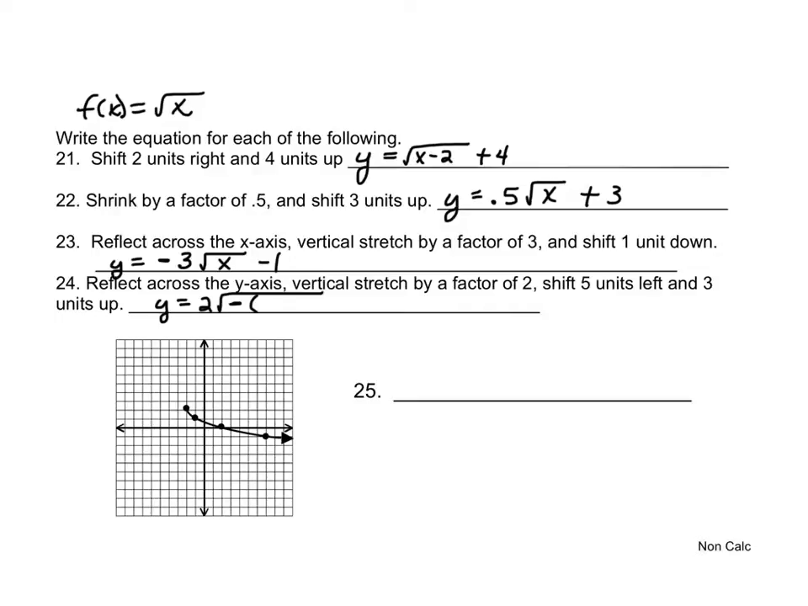Then I'm going to put parentheses and write my shifting just like I normally would. 5 units left would be x plus 5. And then we're going to shift 3 units up, so we have a plus 3 outside. Now if you wanted to write that without the parentheses under the square root, you would just say y equals 2 square root of negative x minus 5. You would just distribute that negative across, and then have your plus 3 outside.